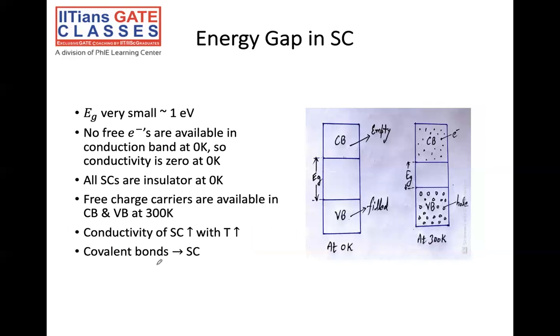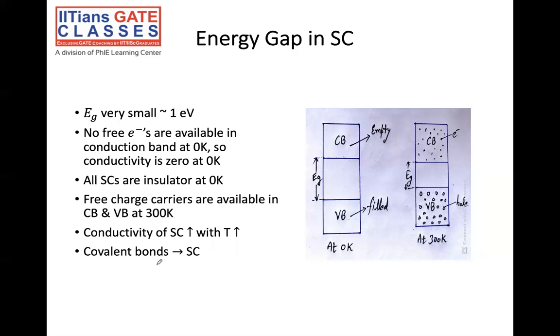So now we'll understand the energy gap in semiconductors. It is a little different from metals. Its value is very small, which is nearly equal to 1 electron volt. And in this case, at 0 Kelvin, there is no free electron available in the conduction band. So the conductivity of a semiconductor at 0 Kelvin is 0. All semiconductors will behave as an insulator at 0 Kelvin because no free electrons are available.